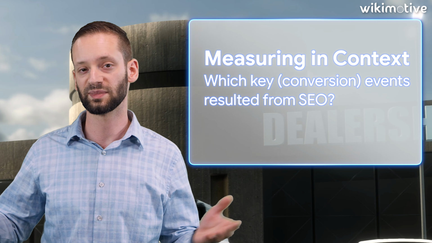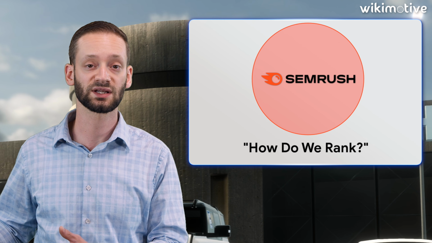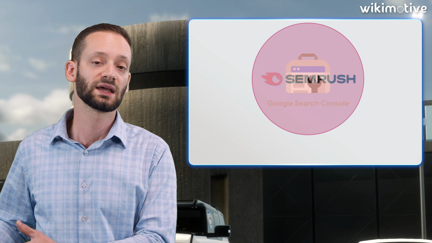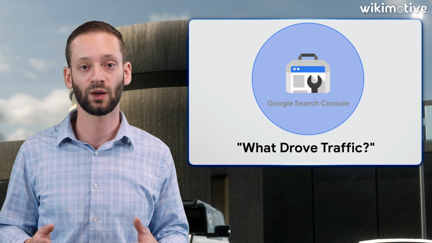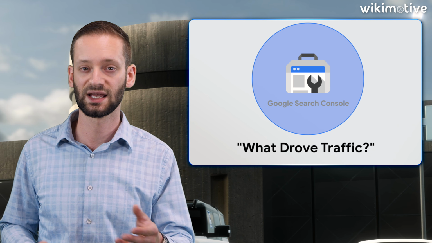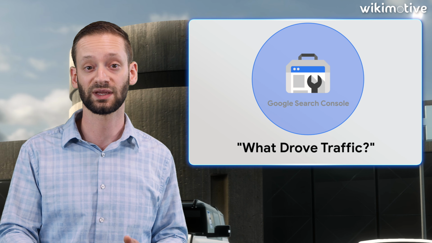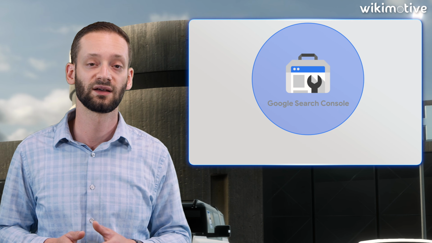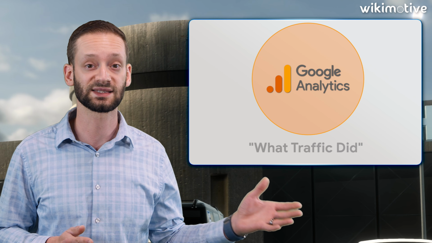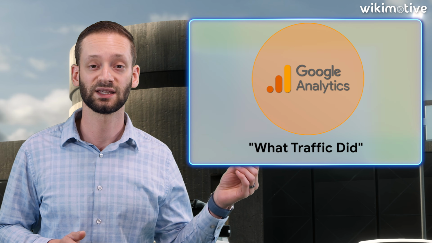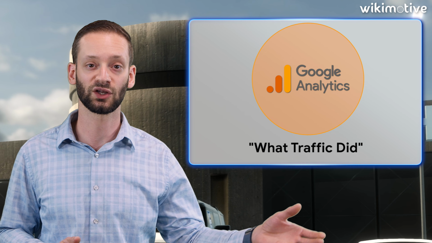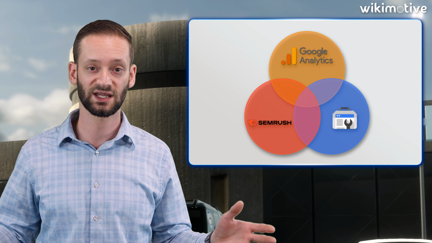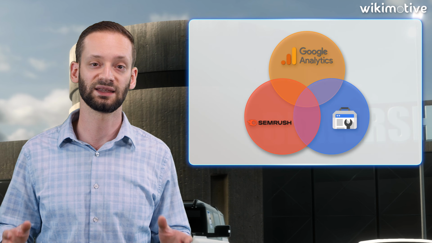But where does it begin? We start by looking at rank tracking in a tool like SEMrush, and we see, did our ranking increase for the keywords that we focused on? Next, we look at Google Search Console, and we see, did our traffic, did our clicks increase from that same keyword or bucket of keywords? Finally, we look at Google Analytics and see, did our traffic increase? Did our conversions, our key events, increase from organic search? If all 3 are true, then our SEO is working and we're having the intended effect.